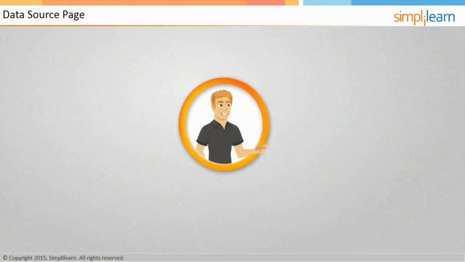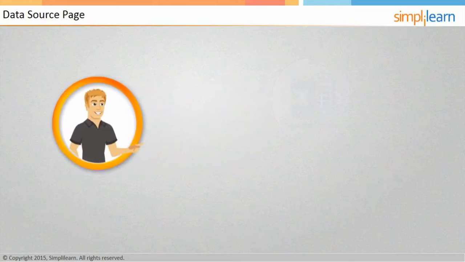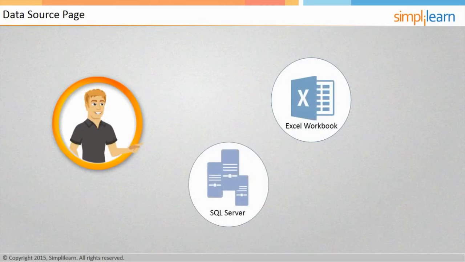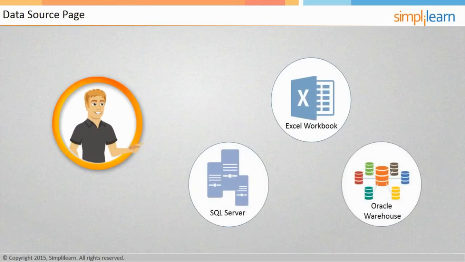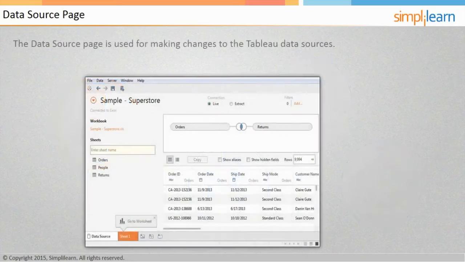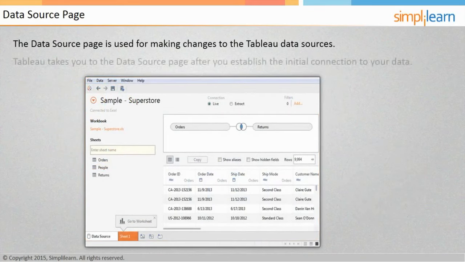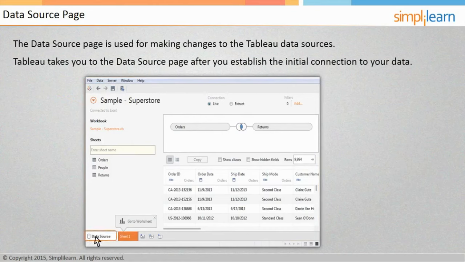To connect to your data, click Connect. Your data can be as simple as a Microsoft Excel workbook or as elaborate as a SQL Server or Oracle data warehouse. The data source page is used for making changes to the Tableau data sources. Tableau takes you to the data source page after you establish the initial connection to your data. Even if you're on the workbook, you can still access the data source page by clicking the Data Source tab from any location in the workbook.